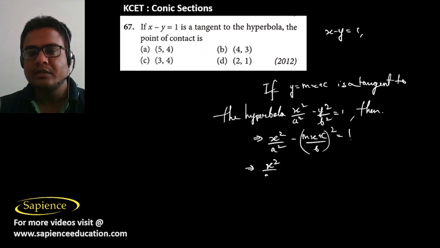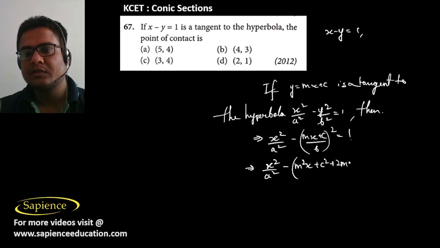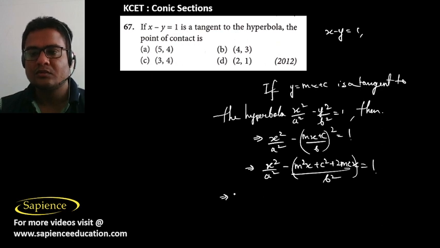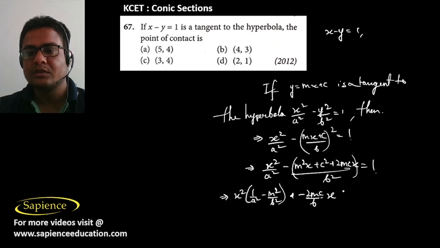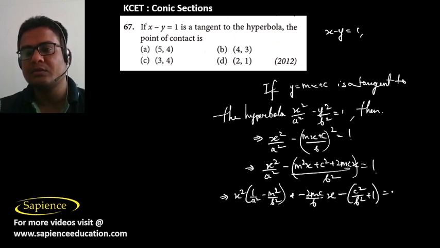This will be x square by a square minus (m square x square plus c square plus 2mcx) by b square, that is equal to 1. So therefore this will be x square into (1 by a square minus m square by b square), then minus 2mc by b square into x, then minus of (c square by b square plus 1), that will be equal to 0.